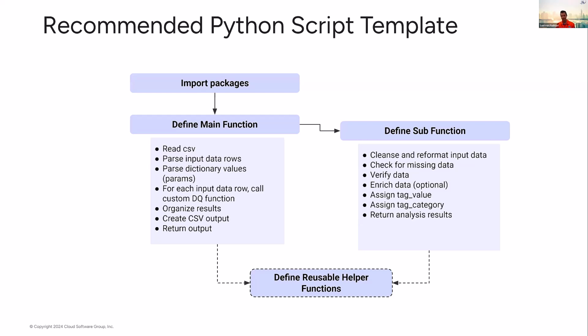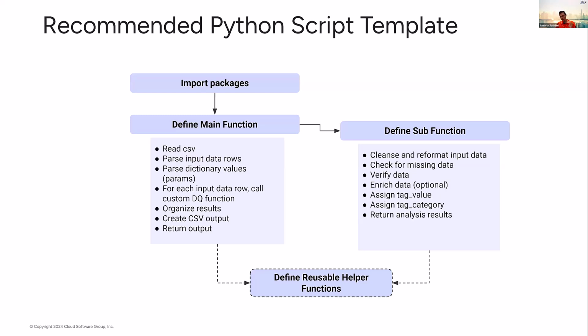In our template, there are 4 distinct sections. One, on the top, you have to import some packages. These are reusable packages. Why rewrite code when there are packages available? Second, you define the main function. This is the function that you need to name as IDQ underscore. This is the function that will get registered.